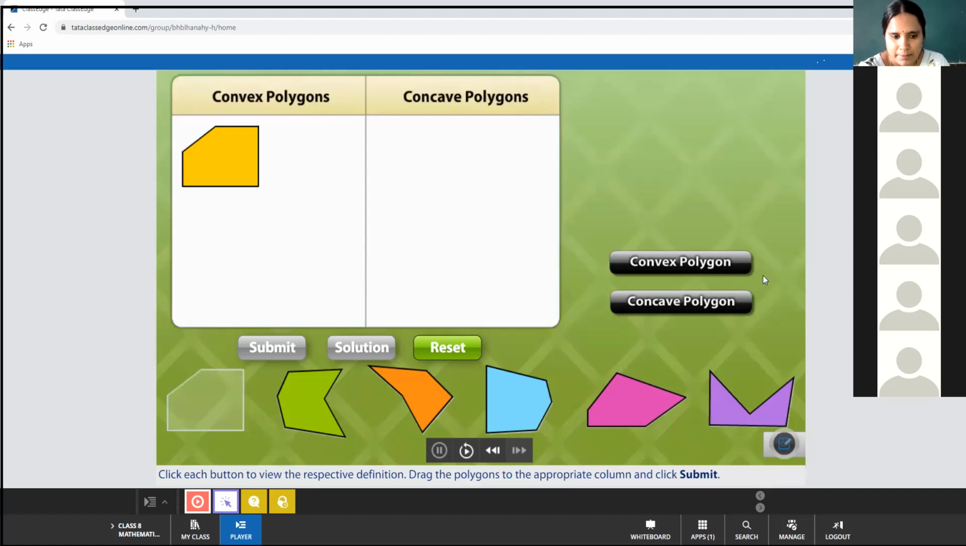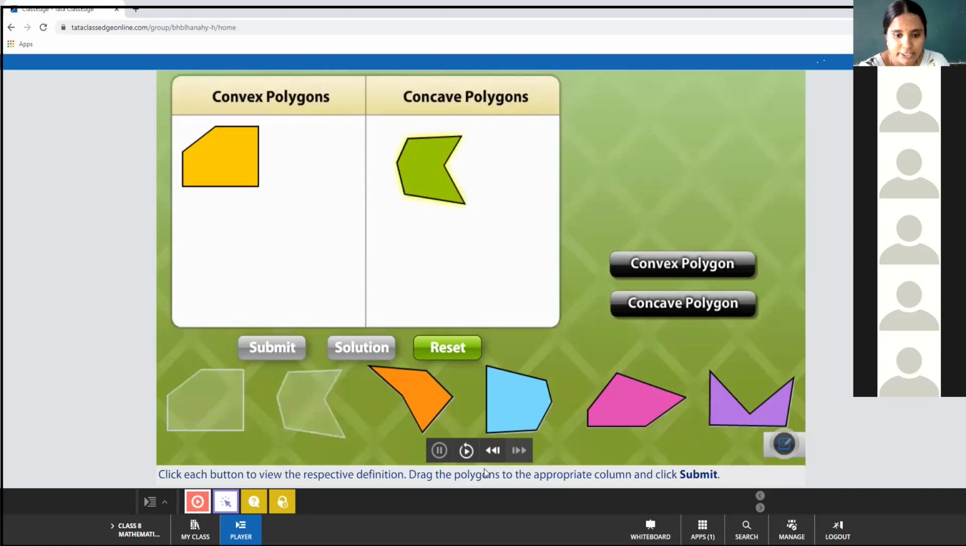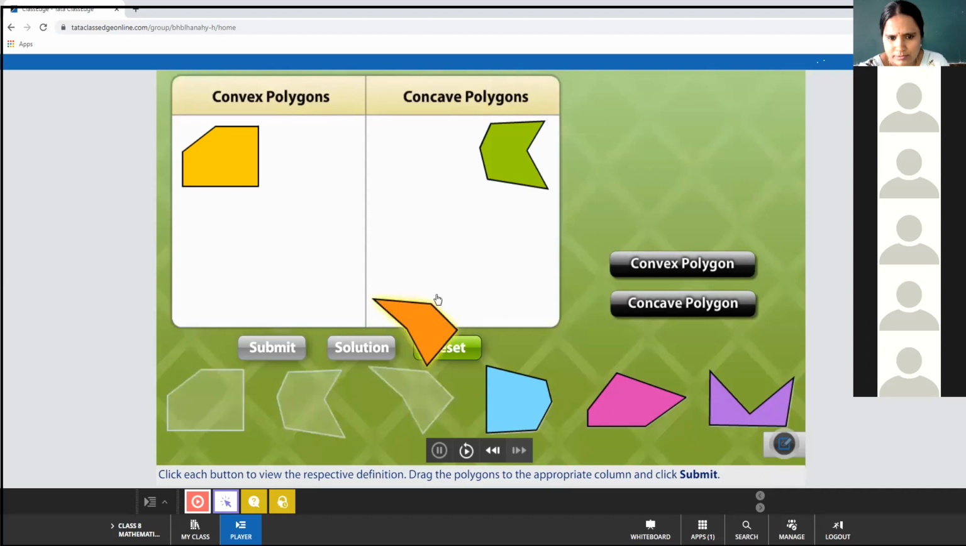Ma'am, next one is two concave polygons, ma'am. Okay, very good. Next, Nakshatra. Ma'am, it is two concave polygon. Very good. It is going to concave. Well done. And next, Tanush.